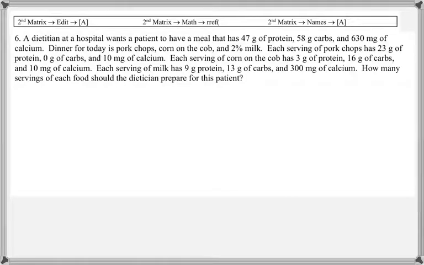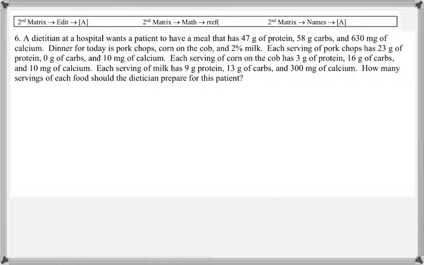Just like with systems of two equations, two variables, three equations, three variables can also have application questions. So it says a dietitian at a hospital wants a patient to have a meal that has 47 grams of protein, 58 grams of carbs, and 630 milligrams of calcium. Dinner for today is pork chops, corn on the cob, and 2% milk.